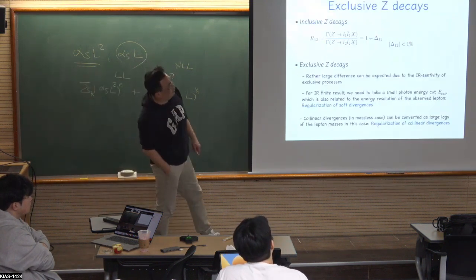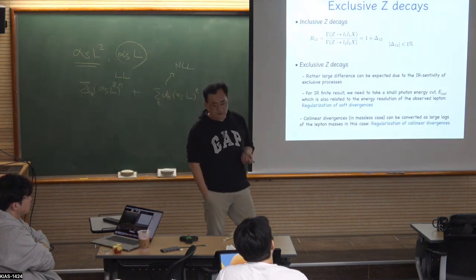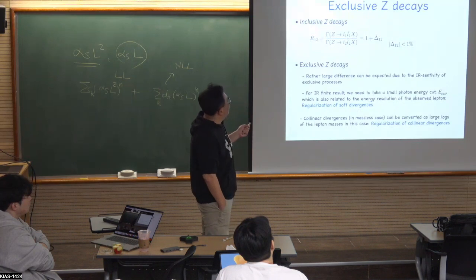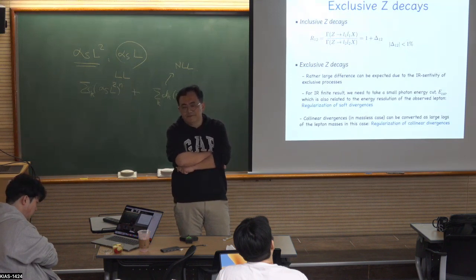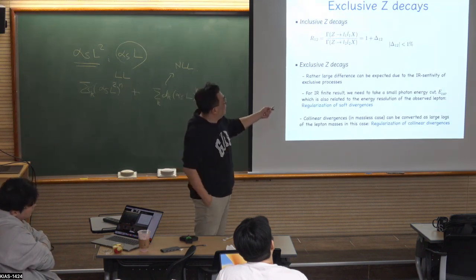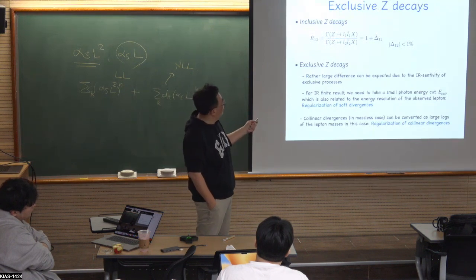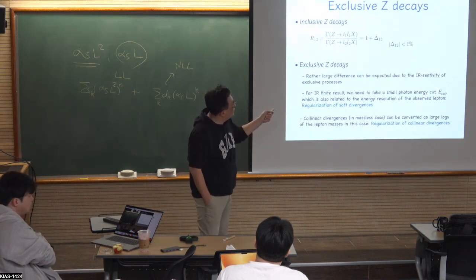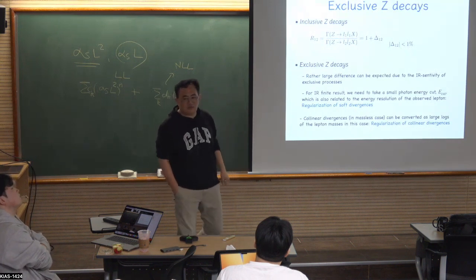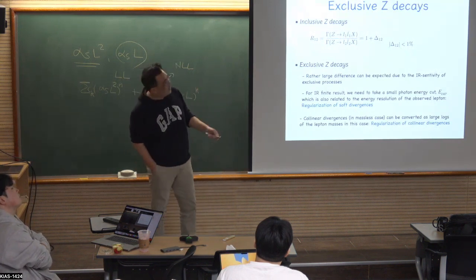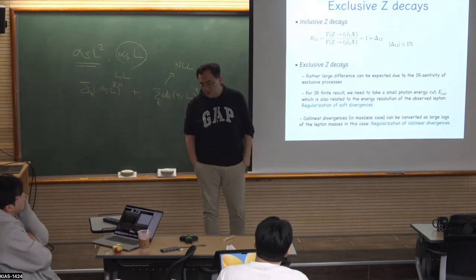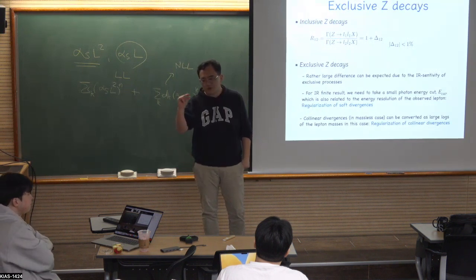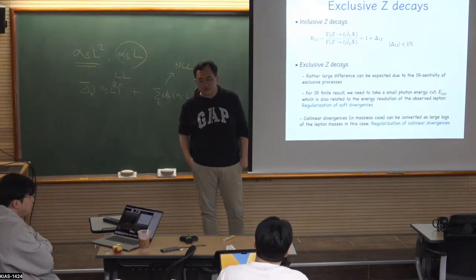To begin with, let's consider the exclusive Z decay. Basically, if we consider the inclusive Z decay, I mean Z decay to a lepton pair including any particle, basically photons, something like that, this ratio, where L1 and L2 are different lepton flavors, gives just a small difference. Actually, it is almost identical for the inclusive process.